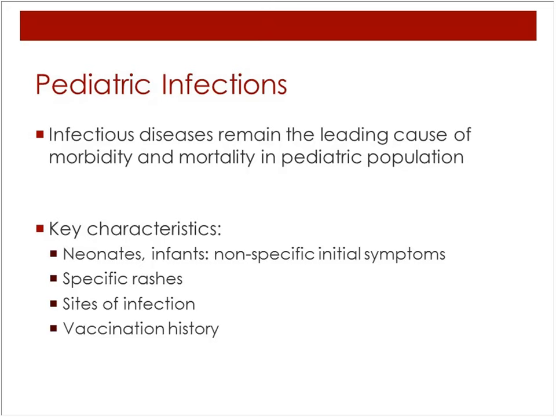Some key characteristics to highlight about infectious diseases in children is that the signs and symptoms can be nonspecific. They can just present with irritability, lethargy, or poor feeding. And this is particularly the case in neonates and infants. Other key findings to look for would be the presence or absence of rashes, their appearance, such as vesicular versus maculopapular, site of infection, and vaccination history, because it's unfortunately not uncommon for children to come in with no vaccination history.